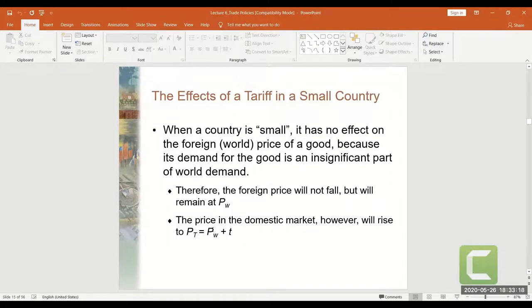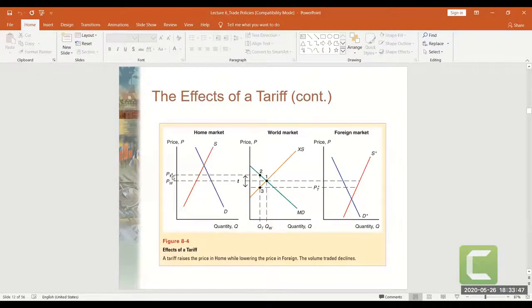So as you can see here, if the country is small, it has no effect on the foreign or world price of a good. So PW does not fall. The price in the domestic market, definitely, is going to be PW plus T. I will remind you of this relationship later. Actually, this is the same thing: still PW plus some form of tariff. Now, what is the difference?